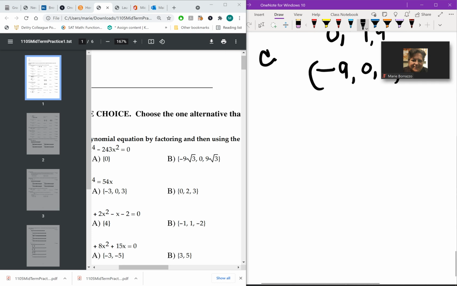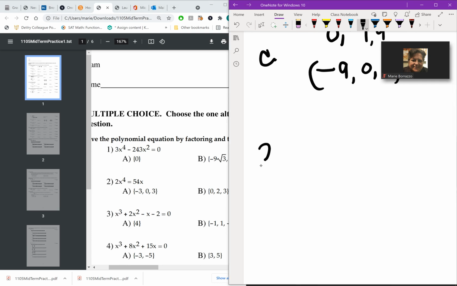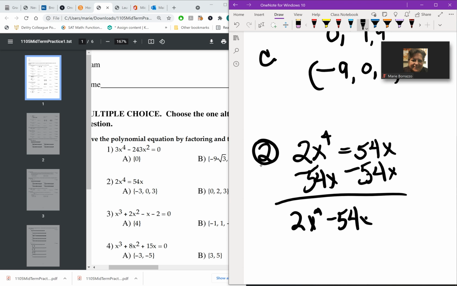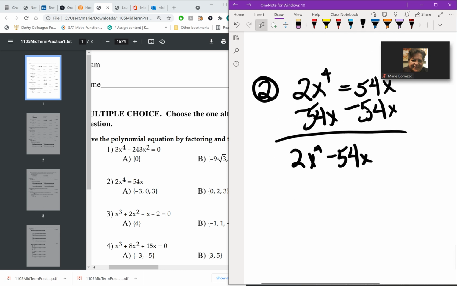Okay, question 2. Question 2 in your midterm review, you have 2x to the fourth power is equal to 54x. Step 1 is to subtract the 54x on both sides. Now that you have 2x to the fourth minus 54x, you're going to factor out the common term. If you notice, the common term is 2x. This leaves you with x to the third minus 27.